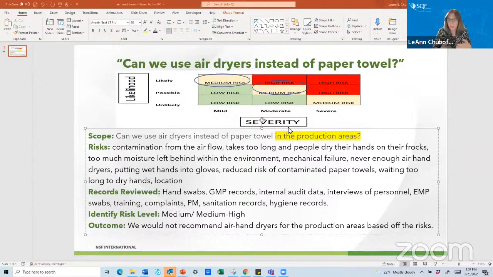So we reviewed hand swabs, GMP records, internal audits. We did some interviews, EMP swabs, training, complaints, preventive maintenance, sanitation. So these were some of the records. And we decided it would be medium to a medium high risk. And so our outcome, Jeff, is we would not recommend air hand dryers for the production area.